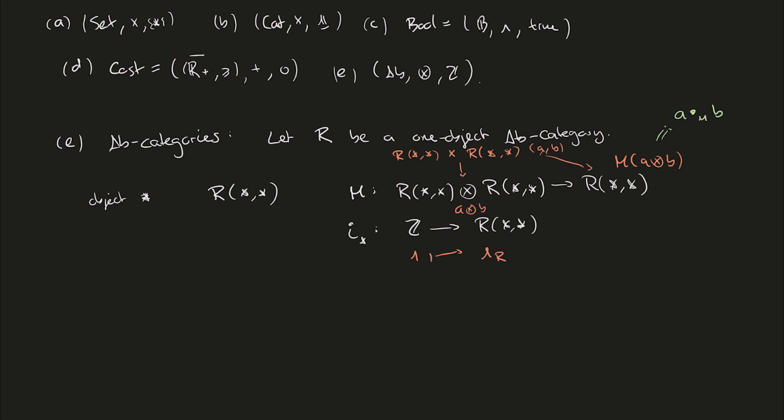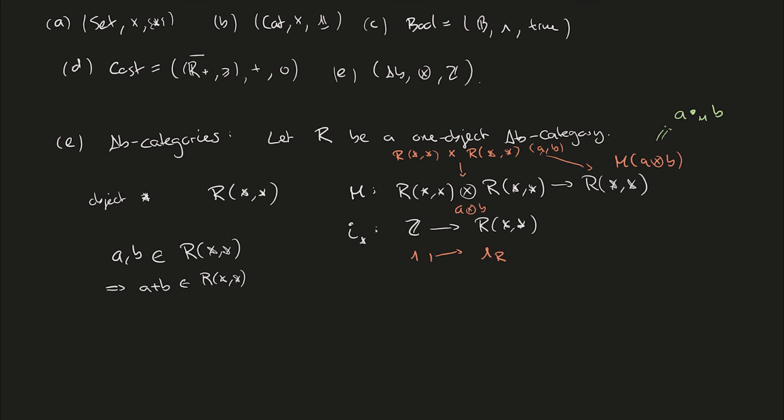Now let's see what the axioms for an enriched category are telling us about this operation. First off, we note that if we have elements A and B in R star star, then because R star star is an abelian group, we have that we can add these elements. So this implies we have an element A plus B in R star star, and moreover, we have all the axioms for an abelian group satisfied with respect to this operation.